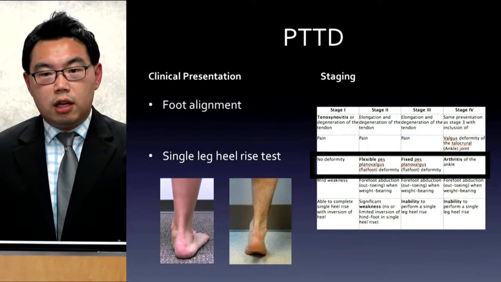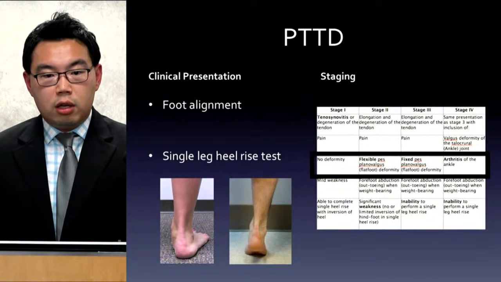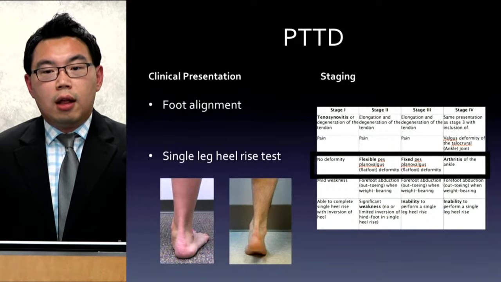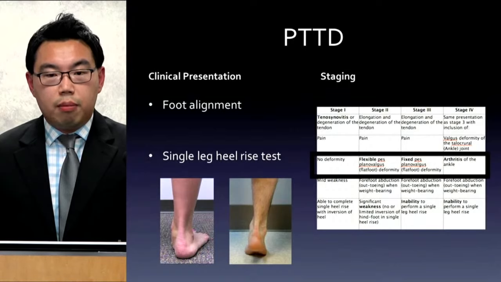So that's stage 3. And stage 4 is, you can imagine, if the flat foot is too great and it's being ignored for a while, then it can start to involve the actual ankle joint and translate into arthritis in the ankle from a malalignment standpoint.